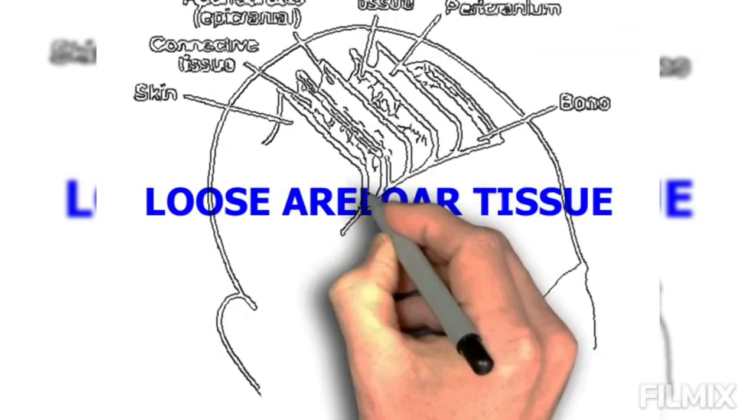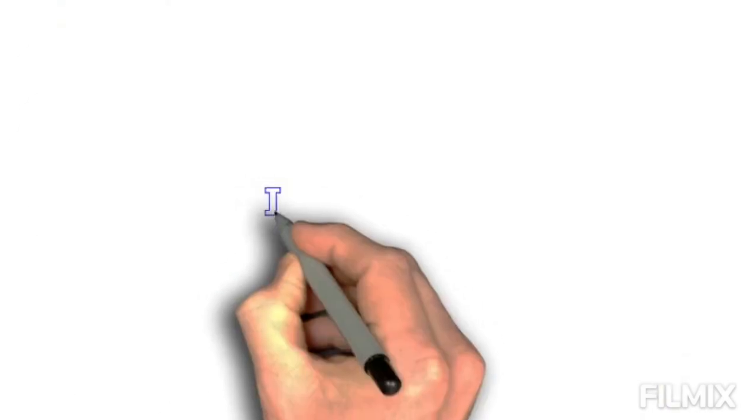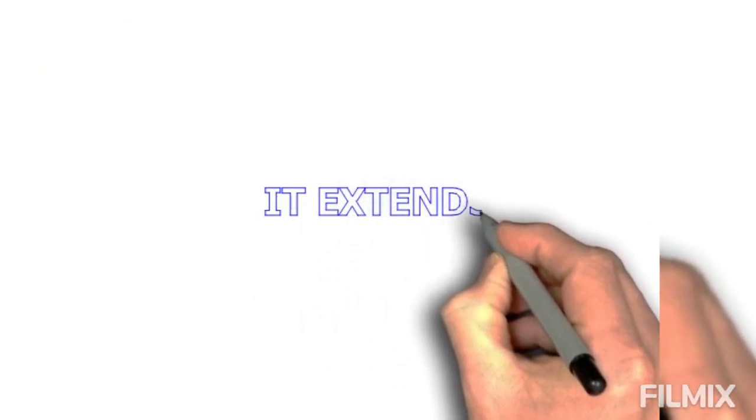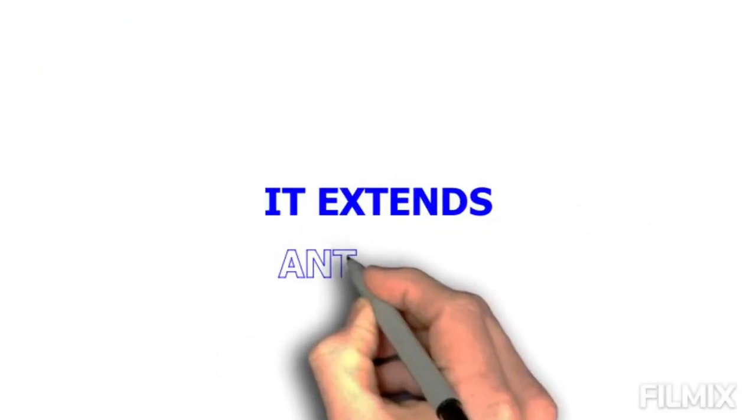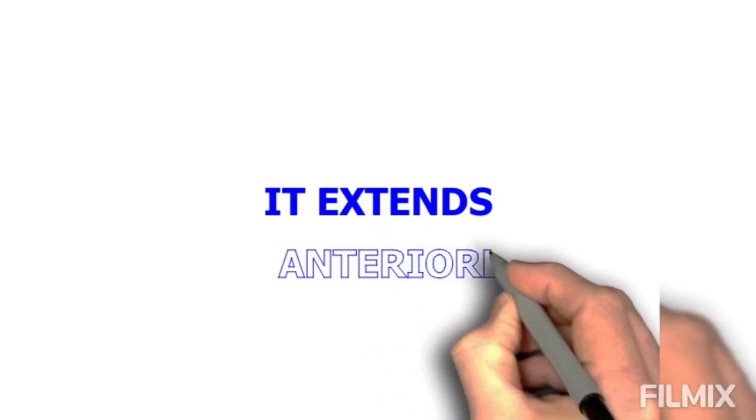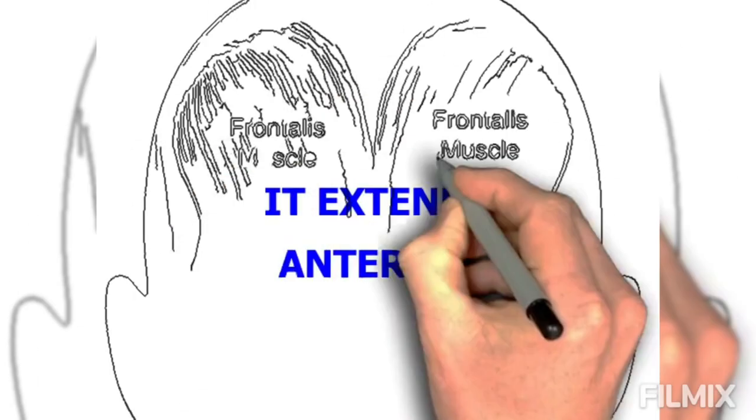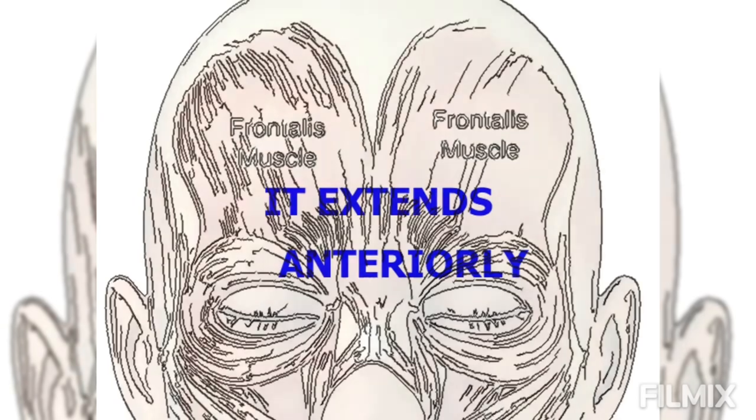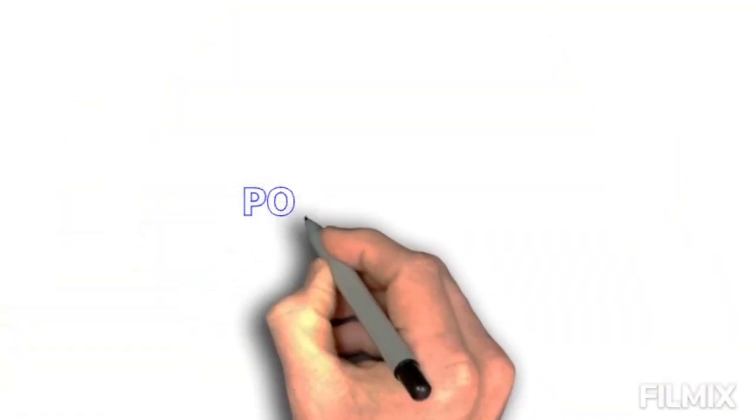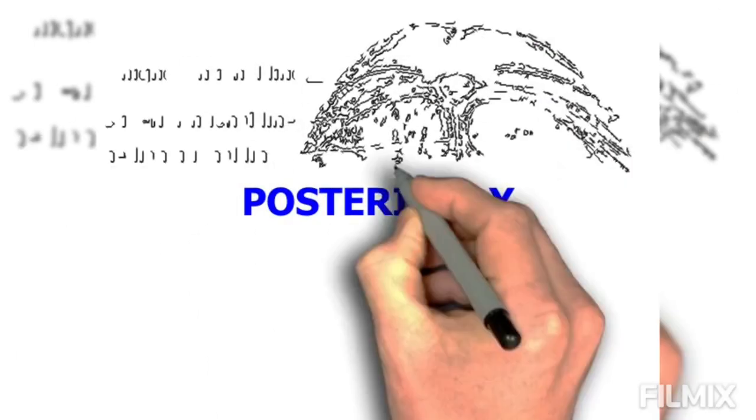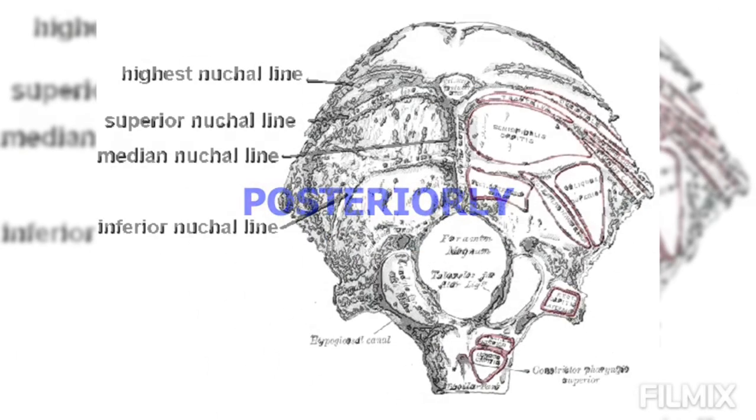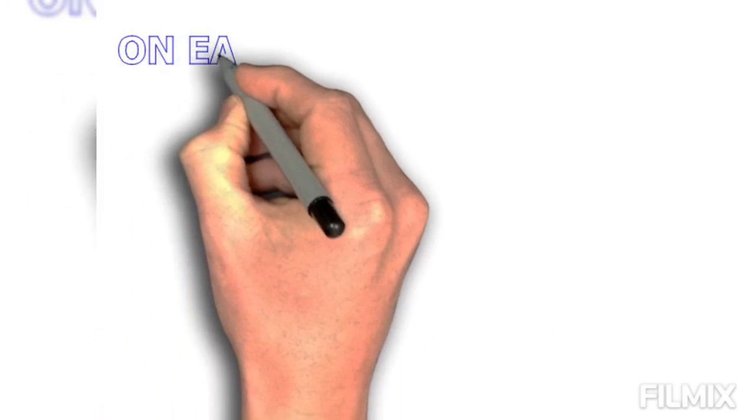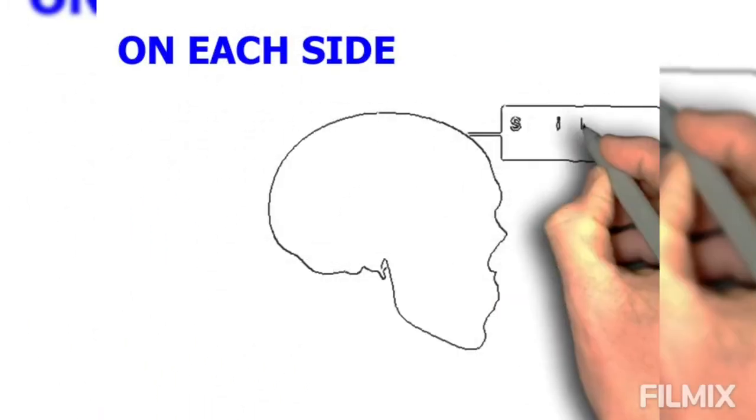Now let's see the loose areolar tissue, which is the fourth layer of the scalp. It extends anteriorly into the eyelids and has the frontal muscles, which have no bony attachment. Make use of pictures; see the picture clearly. Next, posteriorly, it extends up to the highest and superior nuchal line, which is given clearly in the picture. Next, on each side, it extends up to the superior temporal line.